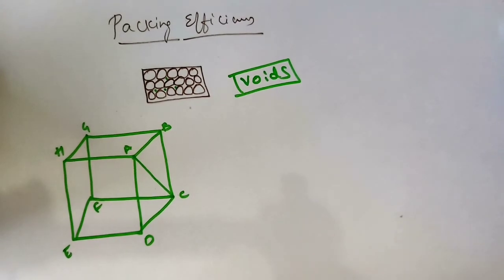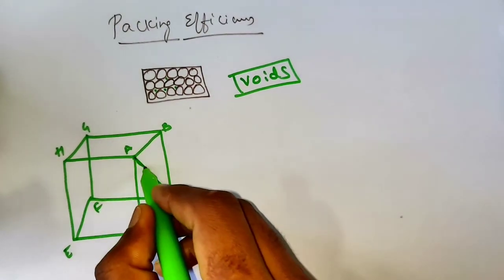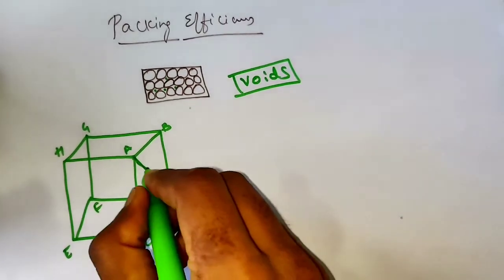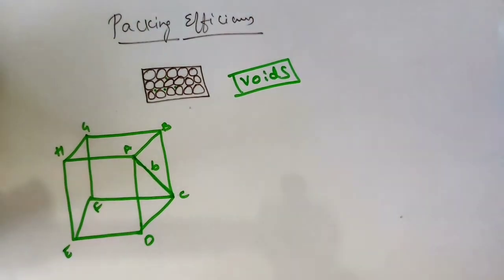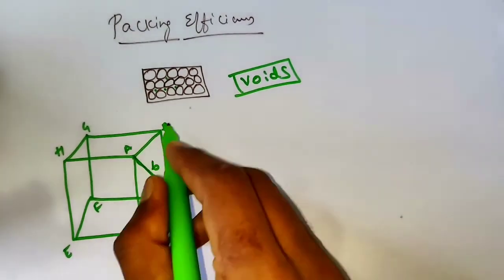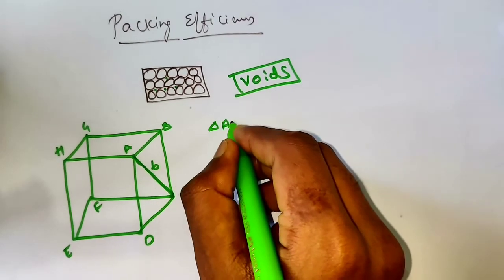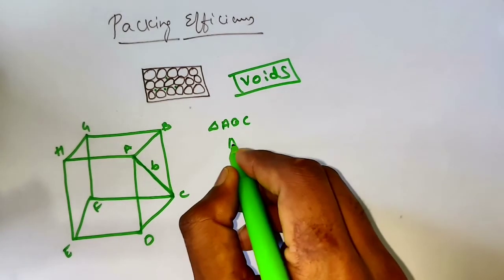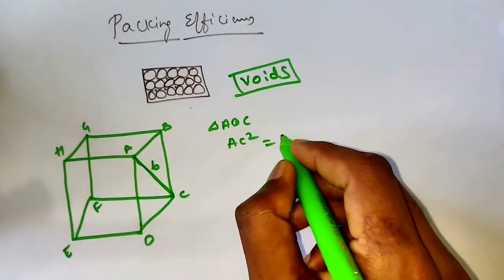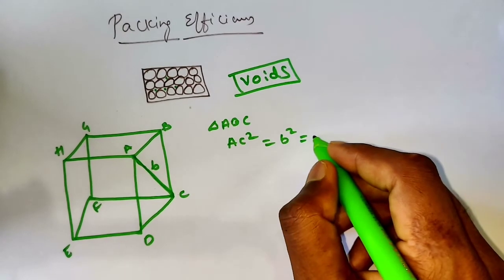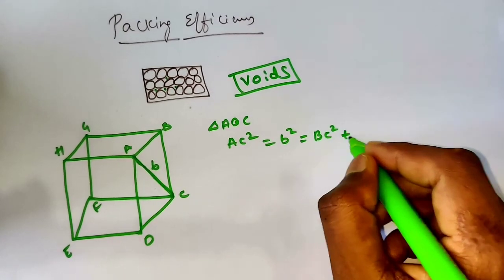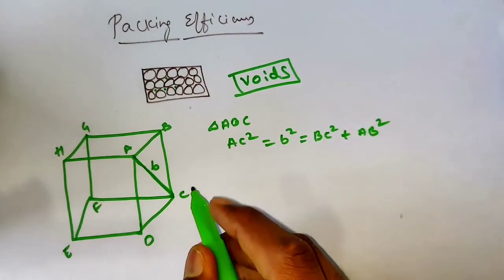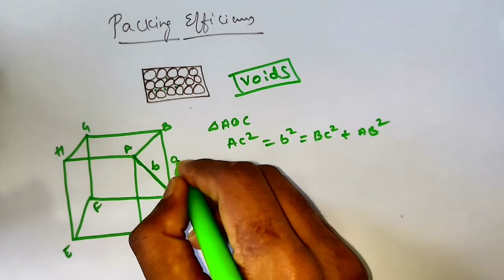This is the unit cell edge length, called a. It is a diagonal. Okay, so consider the right angle triangle ABC. Then we can write AC square is equal to BC square plus AB square. So what is BC now? This is the edge length, that is a, you can consider.